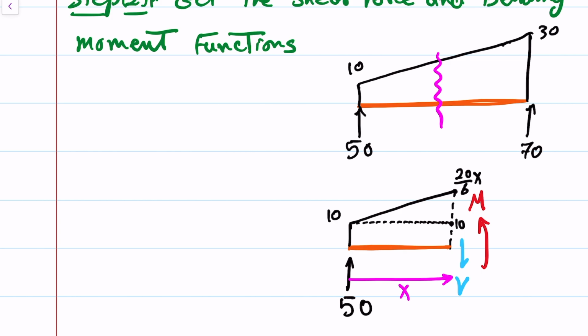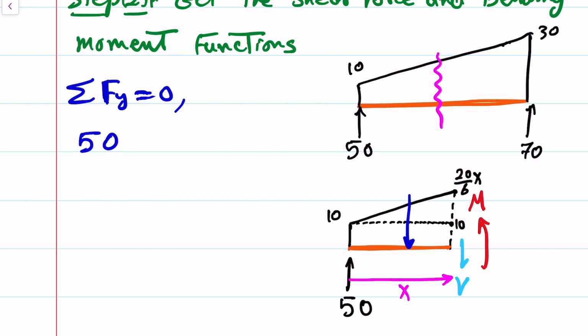solve the equation of equilibriums. Summation Fy equals 0. So you have 50 upward, and you have two other point loads from the two distributed loads. So the two distributed loads, one is rectangular and one is triangular. So the rectangular will be right here, and the triangular will be right here.